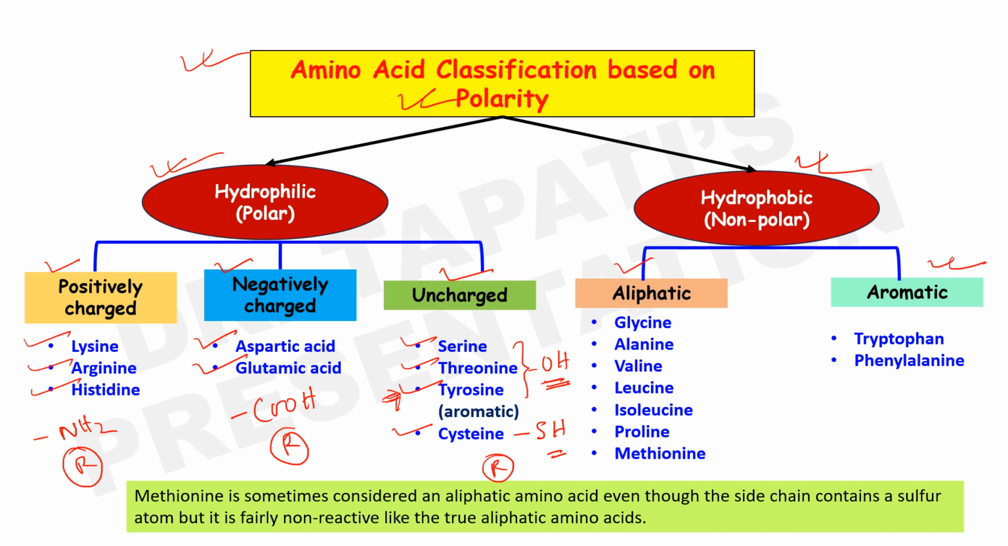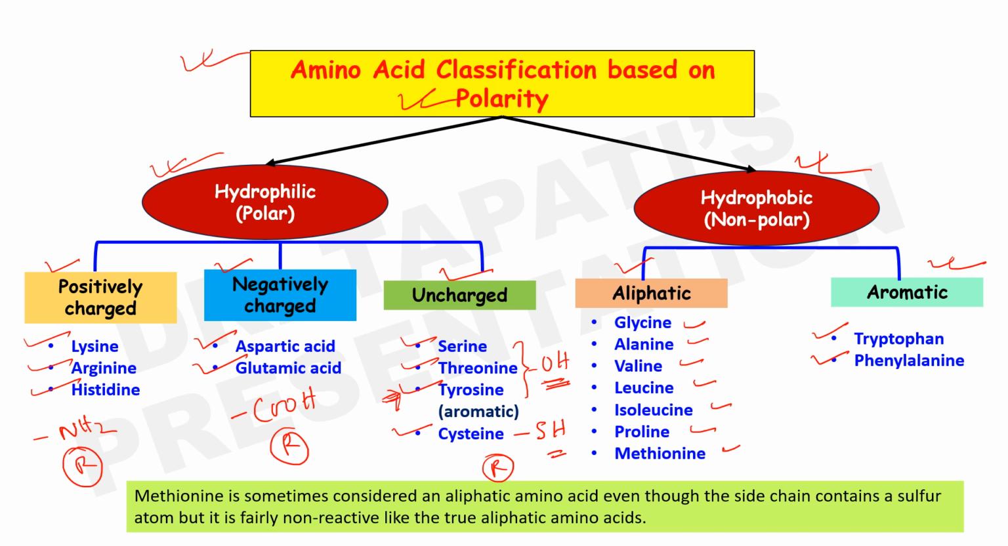aromatic. Aliphatic amino acids are glycine, alanine, valine, leucine, isoleucine, proline, and methionine. Aromatic amino acids are tryptophan and phenylalanine. Aromatic amino acid, I told you tyrosine is also aromatic, but it is an uncharged and polar amino acid. But tryptophan and phenylalanine are non-polar, that means hydrophobic amino acids.